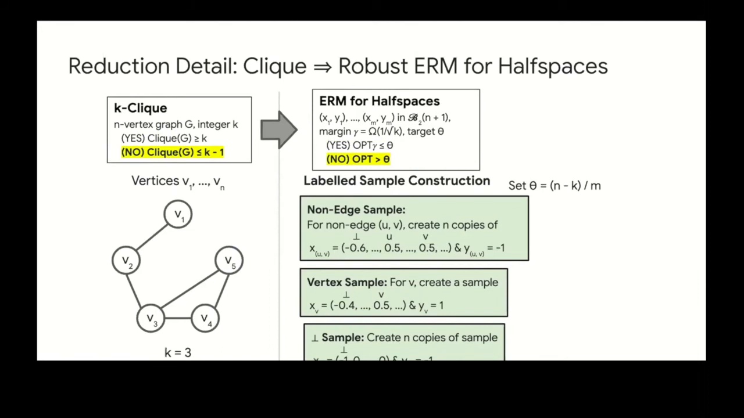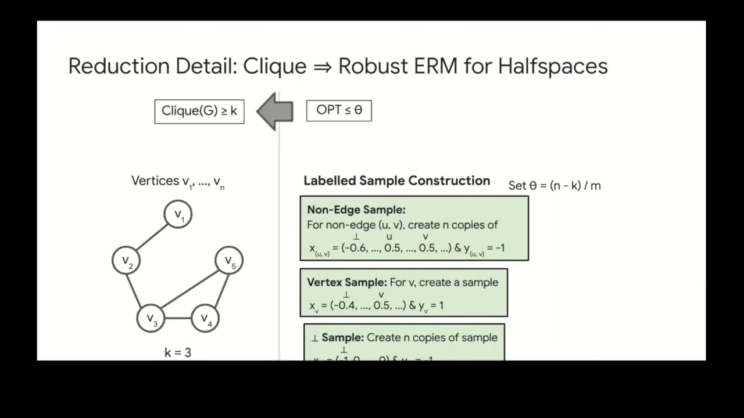Okay, so to prove this statement, let's prove the contrapositive. Specifically, we will show that if OPT is less than or equal to theta, then the clique size has to be at least k. To see this, first of all, note that from our definition of theta, which is just n minus k over m, where m is the total number of samples, this means that in the optimum half space, which we call here W, we have to correctly classify all but only n minus k samples.